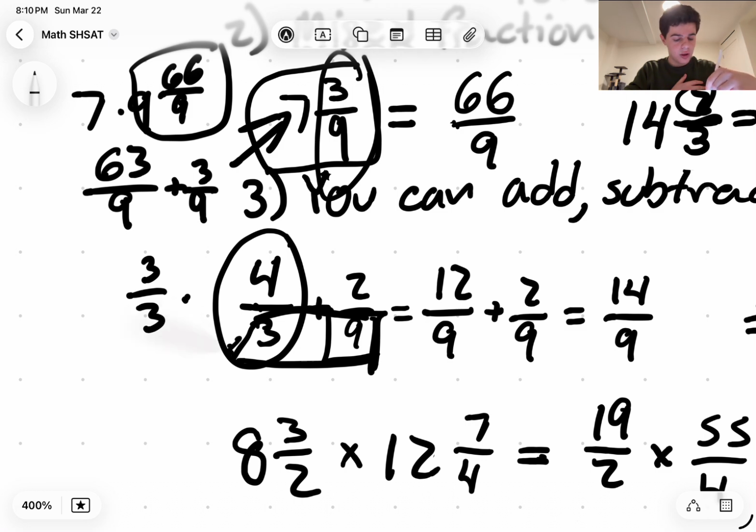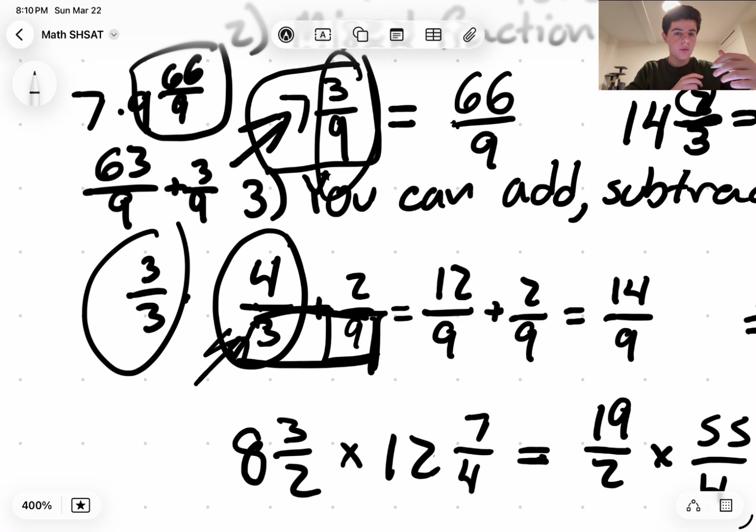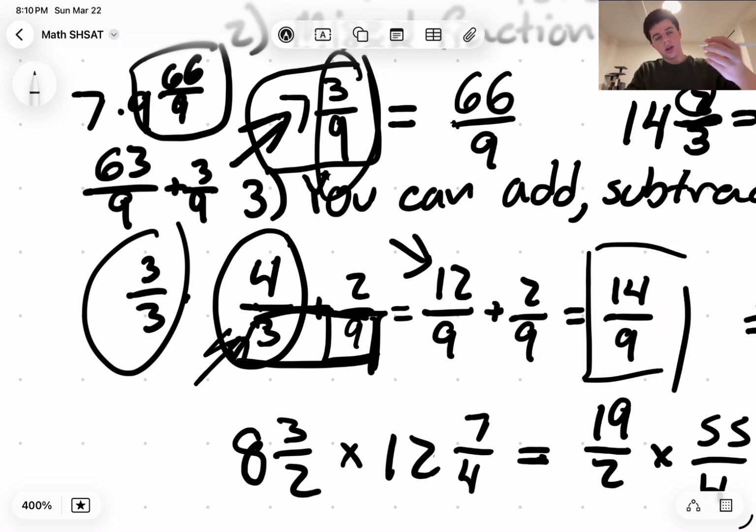You can't just make this equal to 9, right? You have to preserve the equality. So by multiplying by 3 over 3, we're not changing anything. We're just multiplying by 1, right? So by multiplying by 3 over 3, that turns into 12 over 9, because 3 times 4 is 12, 3 times 3 is 9. So 12 over 9 plus 2 over 9 equals 14 over 9. And that is in its improper form.